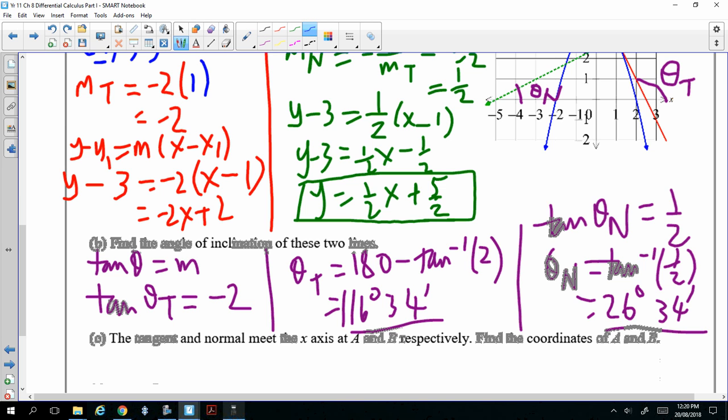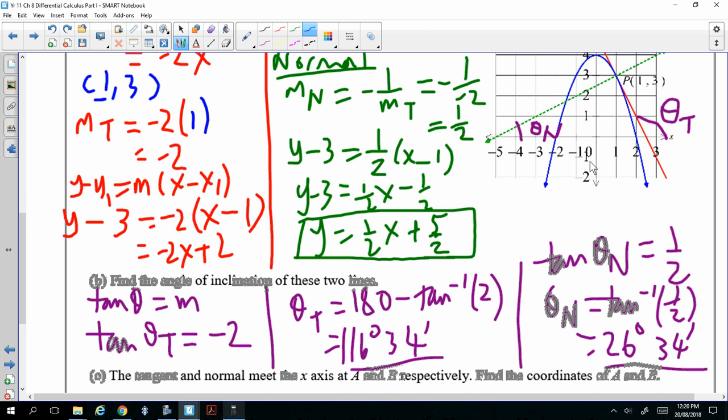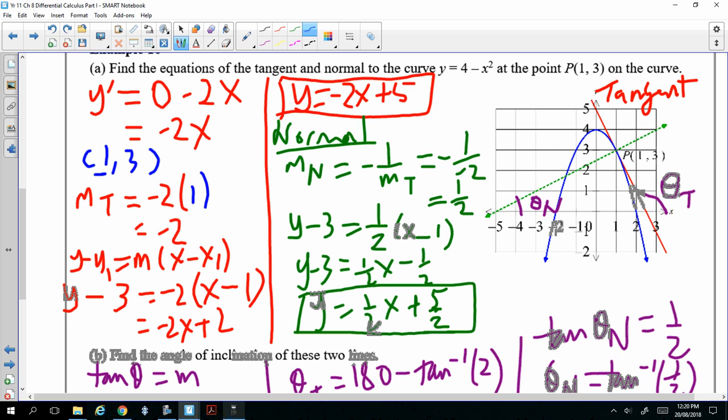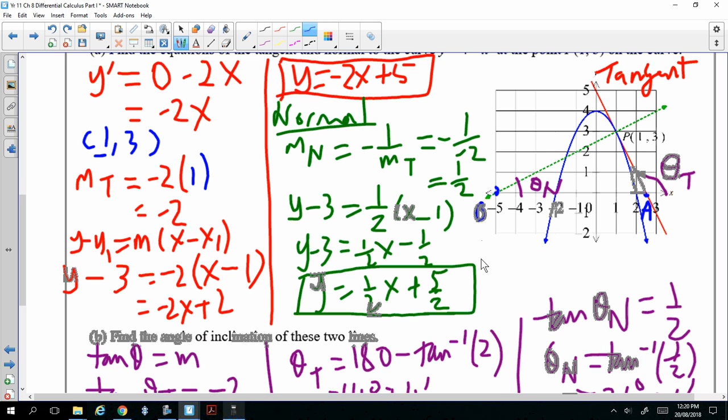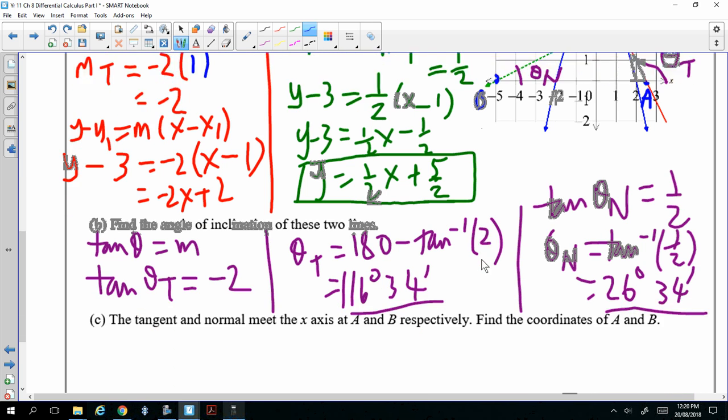Okay, after we do this, we're going to find the points A and B where the tangent and normal meet the x-axis. The tangent meets the x-axis at A, and the normal meets the x-axis at B. The next step is to find the coordinates of A and B, so we find the x-intercept. Let's write down the tangent first.